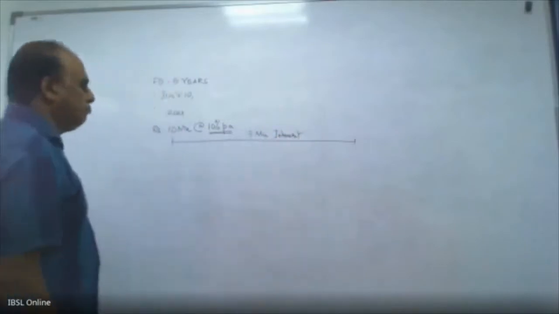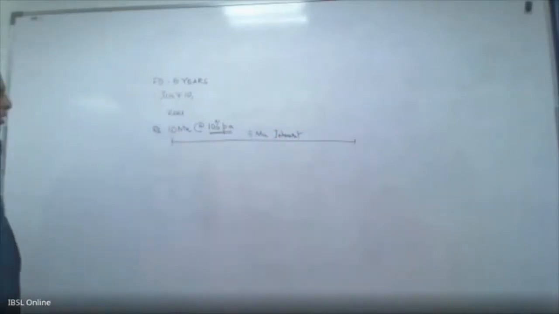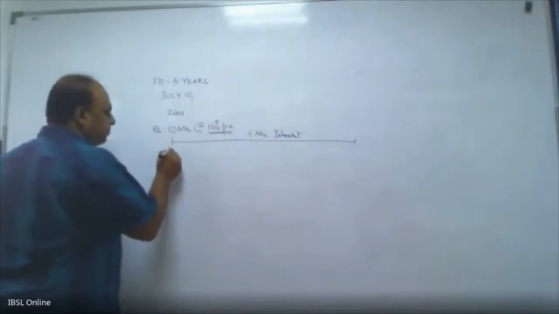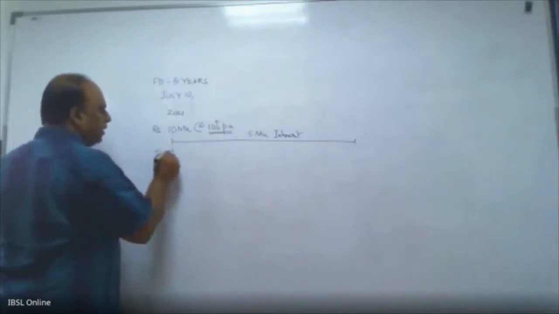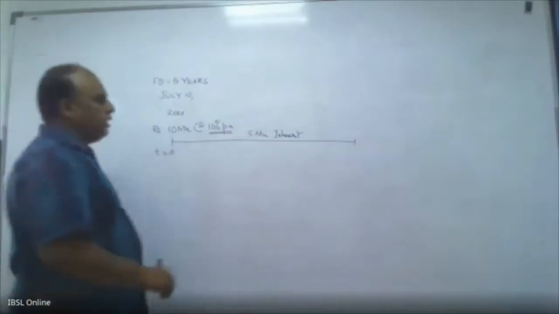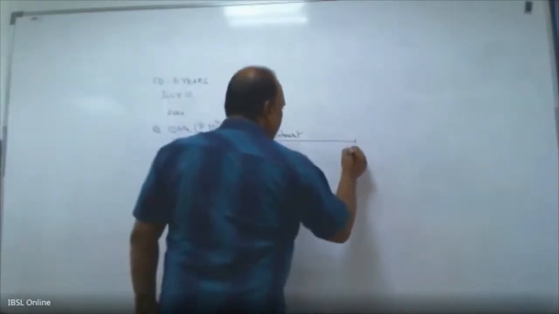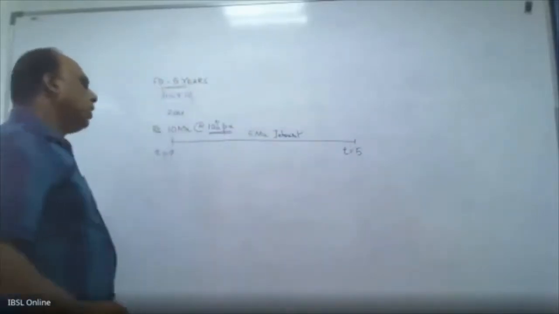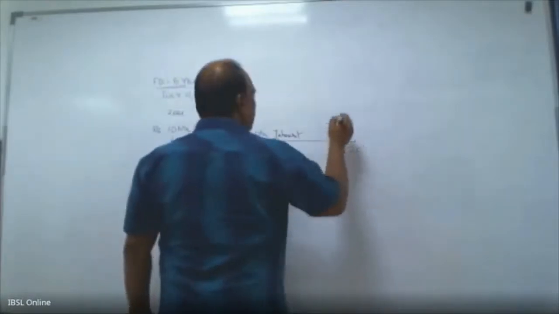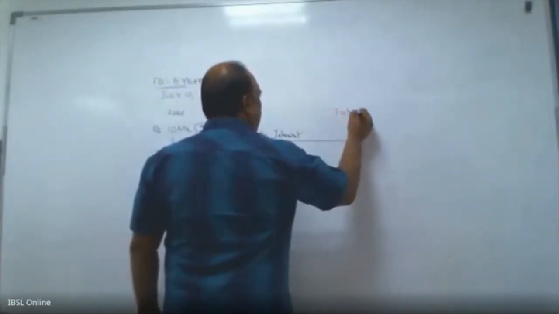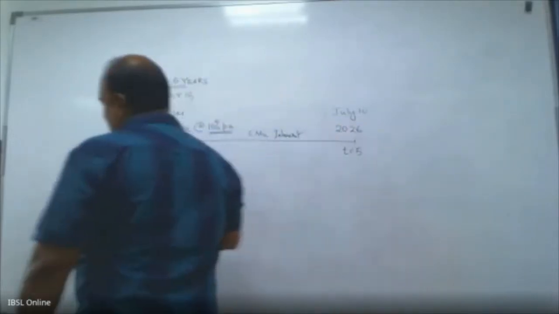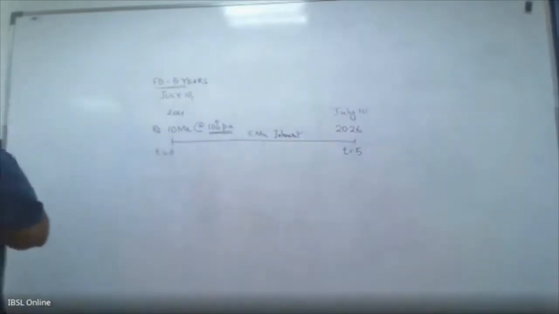Okay, you can put it as a message or a chat in the portal. You don't need to speak out also. So what does it mean? We are at time equals 0. That is now. So you will reach T equals 5, that is after 5 years. When you reach July 10, 2026, what is going to happen?